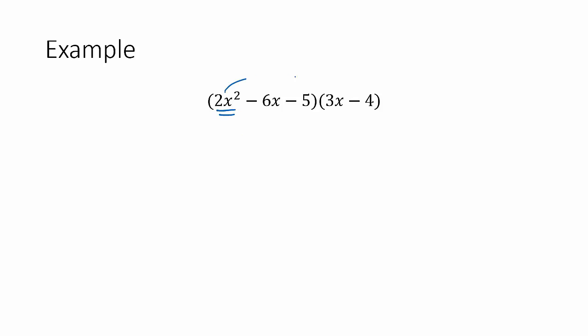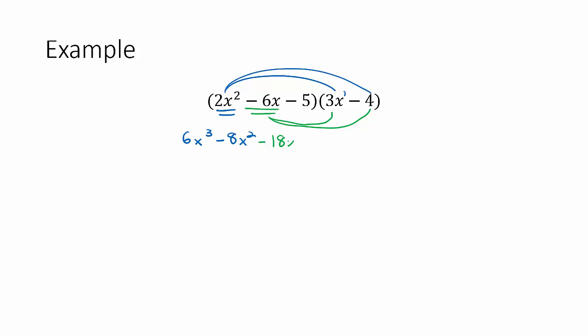We'll start with the first term and distribute it onto the second factor. 2x squared times 3x is 6x cubed, 2 plus 1. 2x squared times a negative 4 is negative 8x squared. And we'll go to the second factor. Remember that negative 6 comes with it. And it's going to distribute onto both. So negative 6x times 3x is negative 18x squared. And negative 6x times negative 4 is positive 24x.